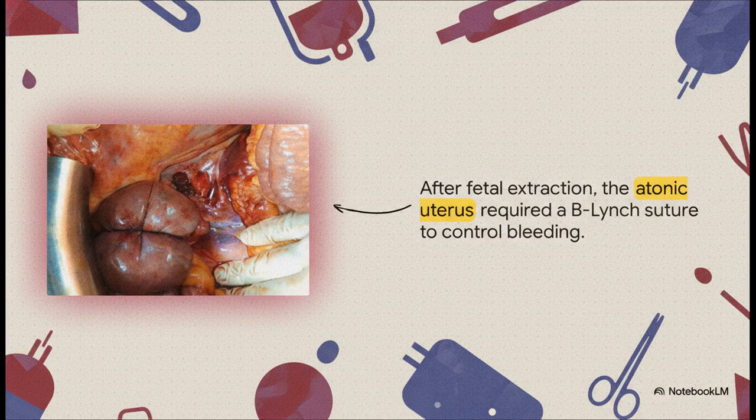You can see here the surgeons have thrown a B-Lynch suture. This is basically a way to physically squish the uterus with sutures to get it to stop bleeding. It's a classic obstetric move for postpartum hemorrhage, but here it's happening on top of this other massive unidentified bleed.